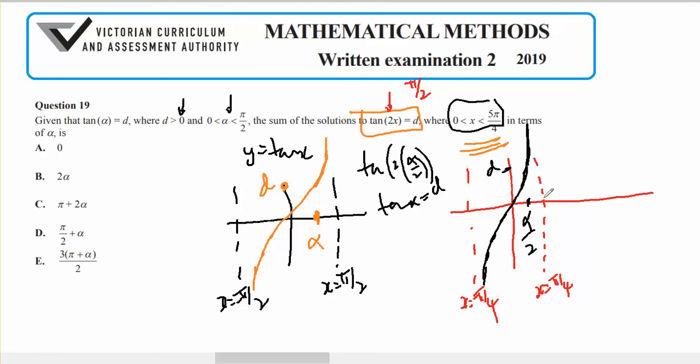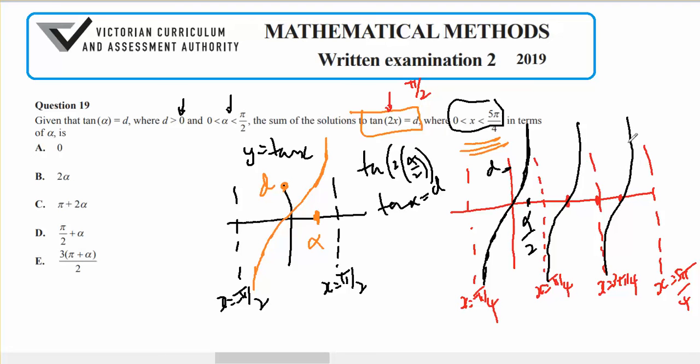So that's pi on 4, that's 2 pi on 4, that's 3 pi on 4, that's 4 pi on 4, that's x equals 5 pi on 4, and I'm going to have 2 more cycles, which means I'm going to have 3 solutions when tan of 2x equals d, and they're going to be at, now the period of this is pi on 2, so this is alpha on 2 plus pi on 2, and alpha on 2 plus 2 pi on 2.